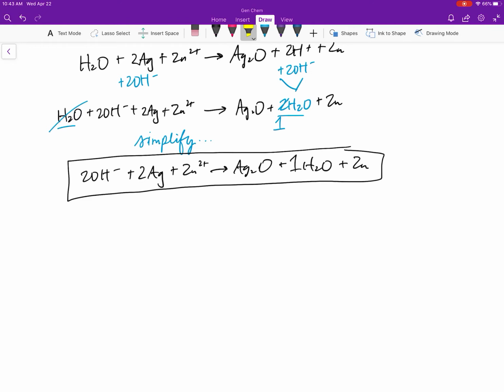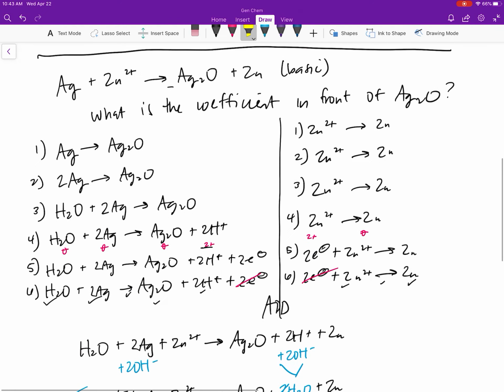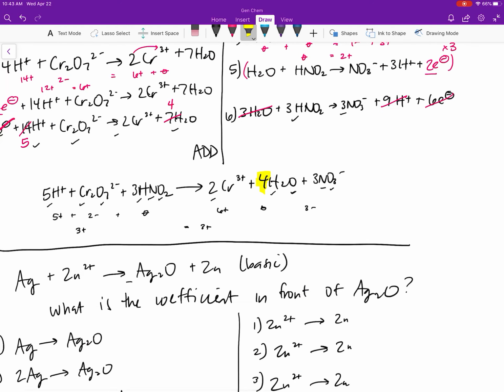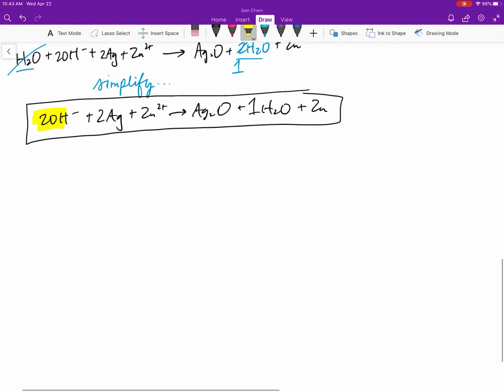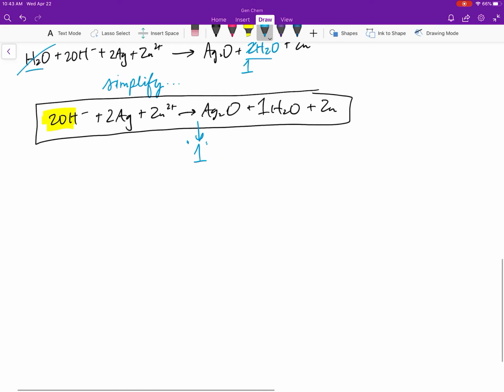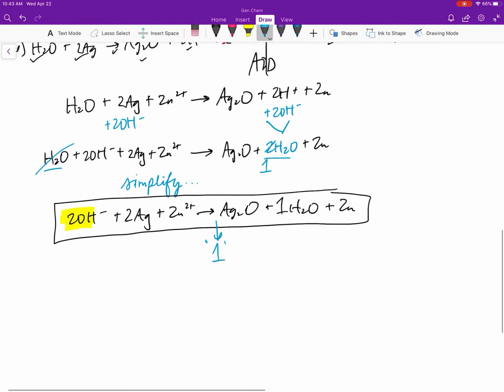I know it's basic because it ends with hydroxides, or has hydroxides. This one's acidic because it has protons. So the question asked, what is the coefficient in front of the silver oxide? Well, it's 1. So that would have been your answer. You would type in. Yes, you could always guess 1. I would not recommend it, but you could.